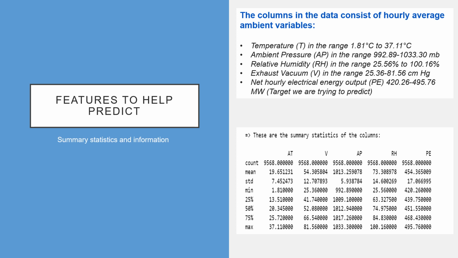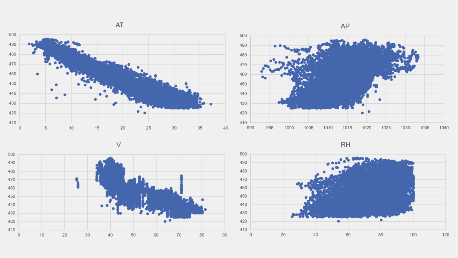which gives us an overall understanding of how these variables are individually distributed. We have also checked the correlation between our target variable and each of the four features that we will use. And we have used scatter plots to understand how strongly they are correlated.